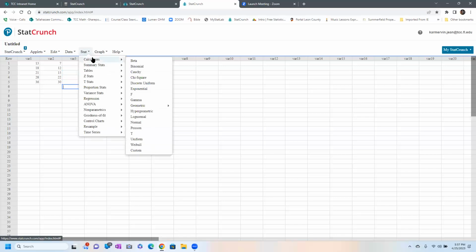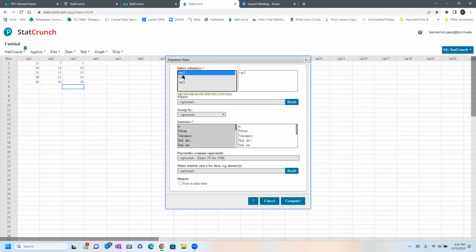Now we're doing the same thing. I do Stat, not calculator, I keep saying that, guys. Summary Stats, Columns. I'm going to put all three. I probably want just the mean and the standard deviation this time, so I don't really need the rest. Just select the mean and the standard deviation, because I'm going to compare them. So I will compute.